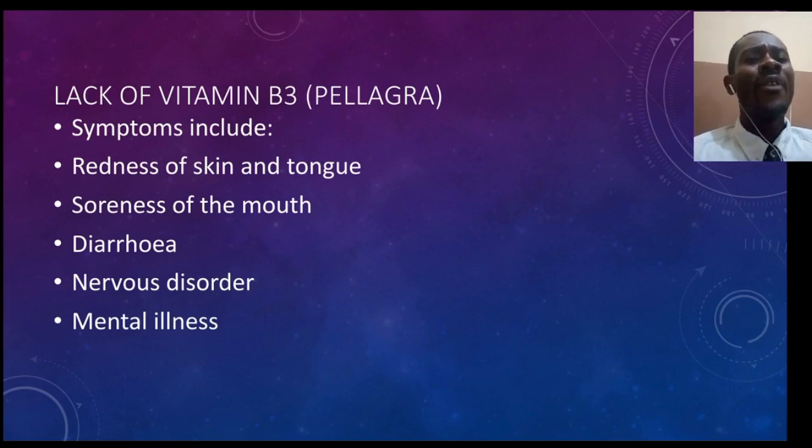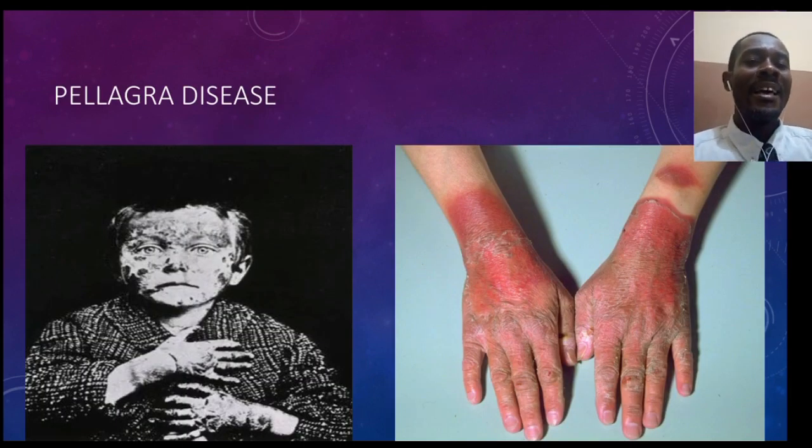Now, the next thing is nervous disorder. What is nervous disorder? The nervous system will begin to malfunction. They will no longer coordinate very well in order for the person to be able to respond to stimulus or changes in the environment. And it can also lead to mental illness. So lack of vitamin B3 can have all these symptoms. Let's take a look at some of the symptoms here.